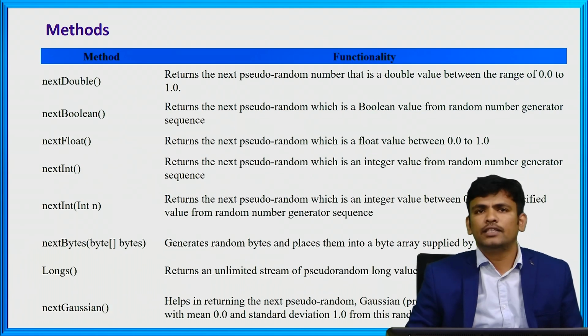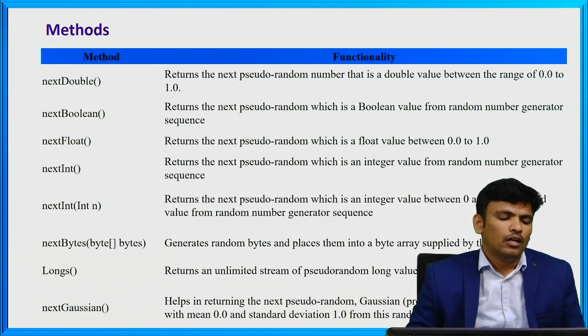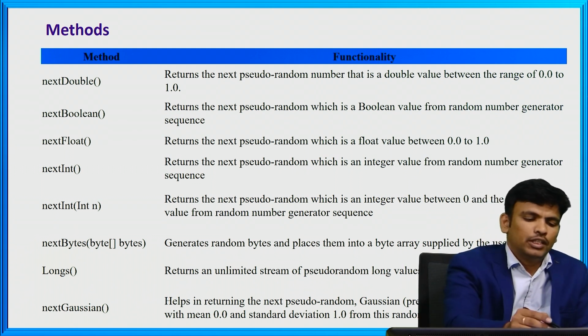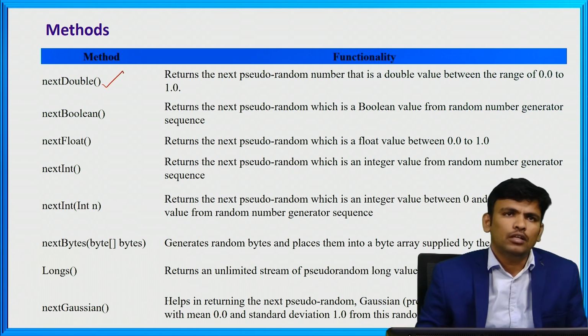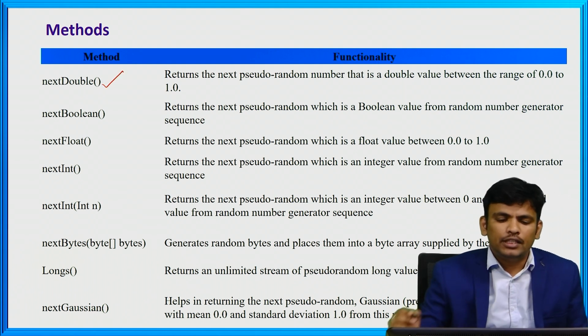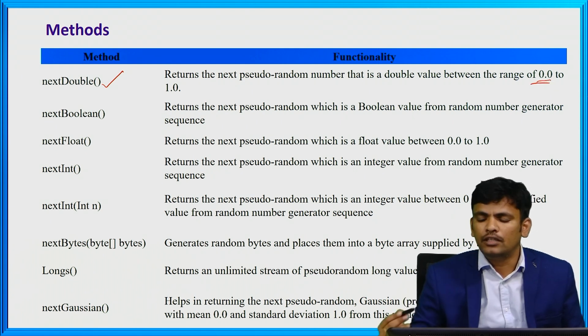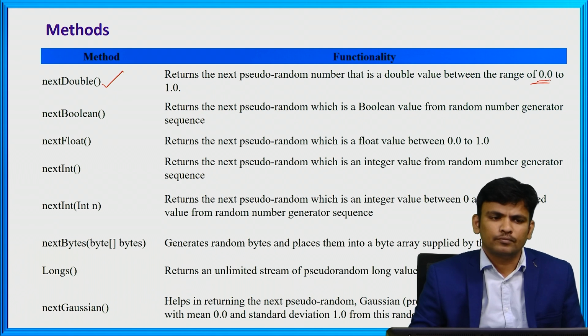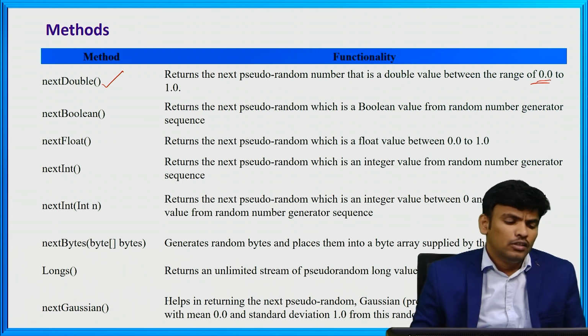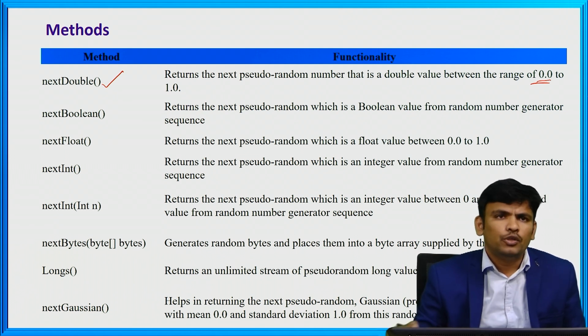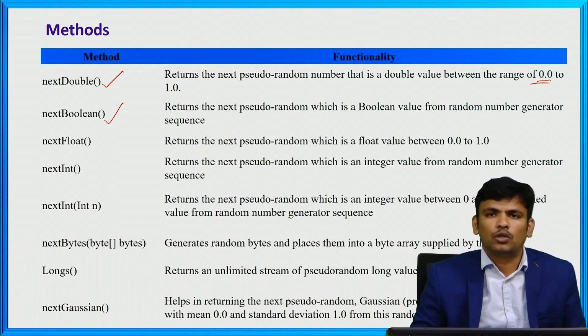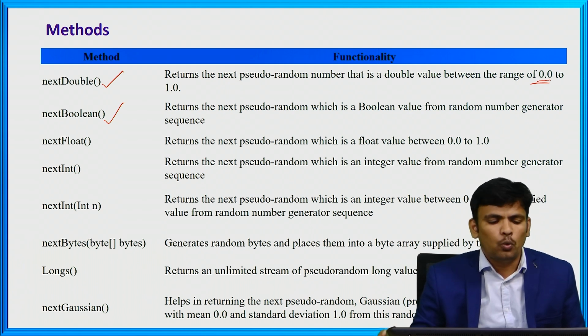As I mentioned, inside the Random class we have predefined methods available. For every requirement we have some predefined methods. As I mentioned, to generate random doubles, we need to use the nextDouble method. You can see here it will generate any random number within the range 0.0 to 1.0. If you want to generate a random boolean, you can use the nextBoolean method. As we know, a boolean has only two values, true or false. Randomly it will generate either true or false.